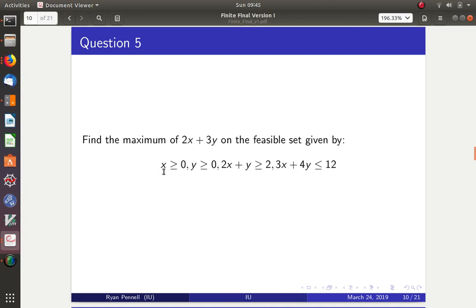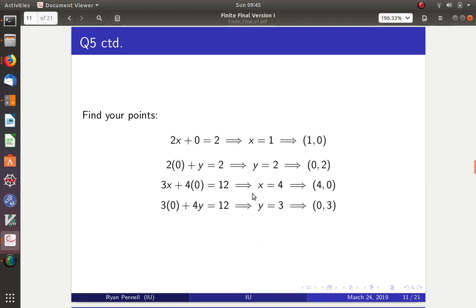The good thing about this problem, these two boundary conditions here, x is greater than or equal to 0, y is greater than or equal to 0, tells you that you're in the first quadrant. So that really makes things a lot easier. This is a very time-consuming problem, but that does make things easier, so at least you know you're in the first quadrant, the top right. Okay, let's take a look at this.